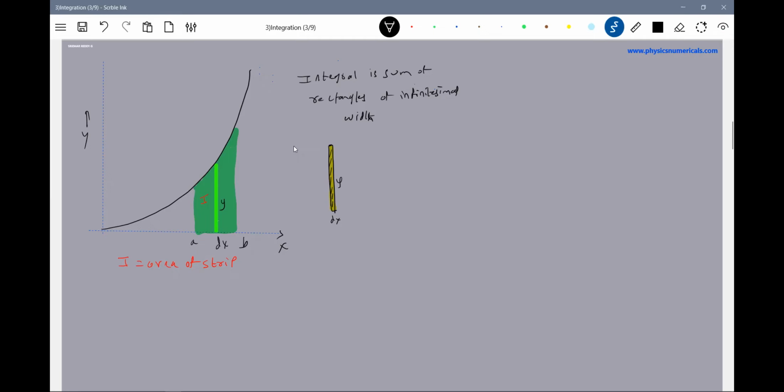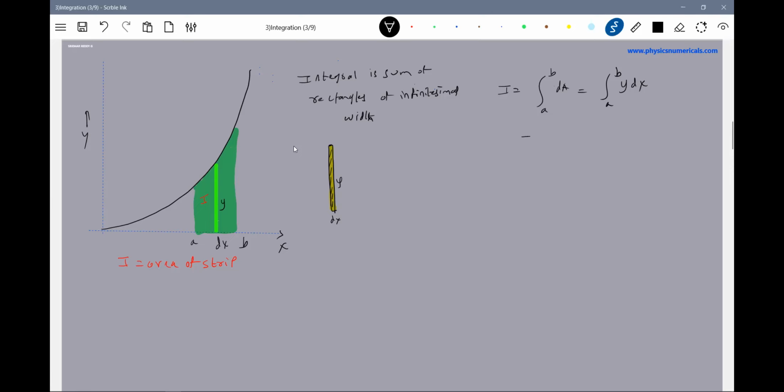So how to express that is given by the formula I is equal to the integral of y dx from a to b. Now what is y into dx? y into dx is area. When you keep on adding such small rectangles of infinitesimal width and increasing height, you are going to get the total area. The total area is nothing but the integral.